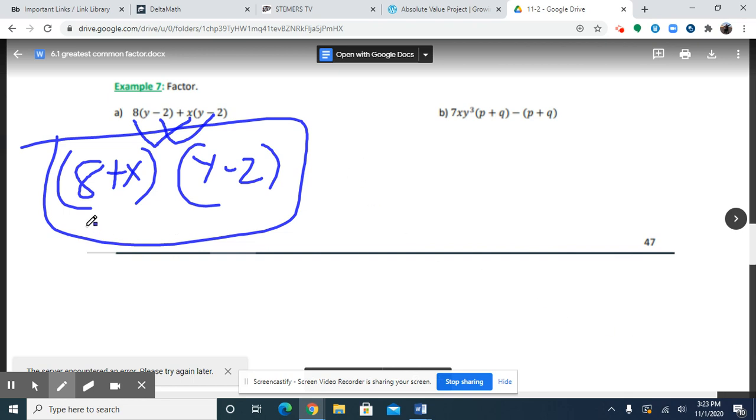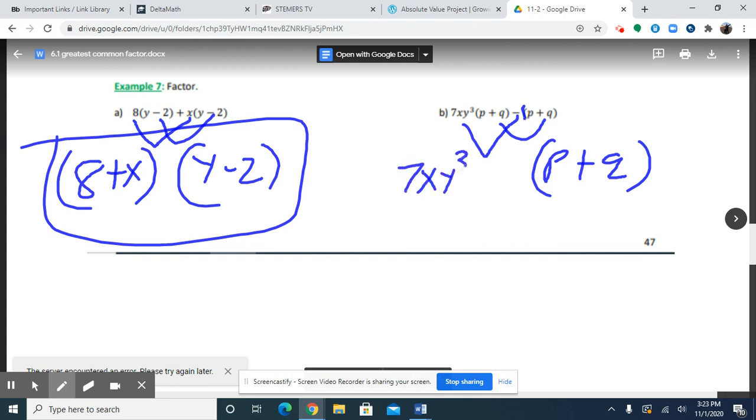And so on example B, again, we have 2 matching factors there. So this is already factored out. Now we're going to put these together, so we have p plus q on one side. And over here we have a negative, and we have 7x y to the 3rd. But remember, when we have nothing there, we can assume that there is a 1. So this should be 7x and y to the 3rd power minus 1.